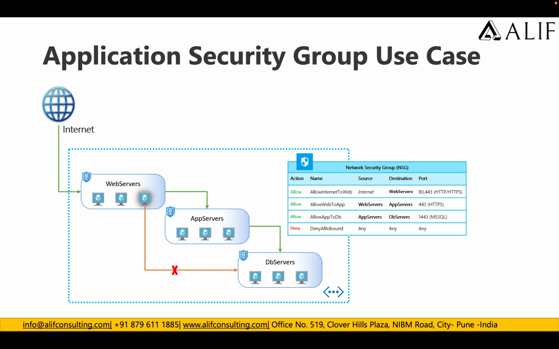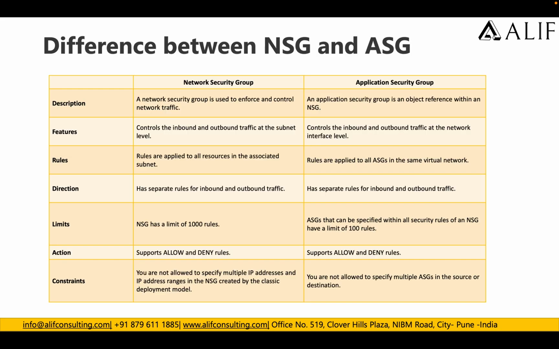So you see on the right side, I have an NSG in which I have allowed a specific application security group for the communication. Whichever application security group has been allowed for communication will get connected, and the rest of the traffic will be blocked. So here are the differences between both.